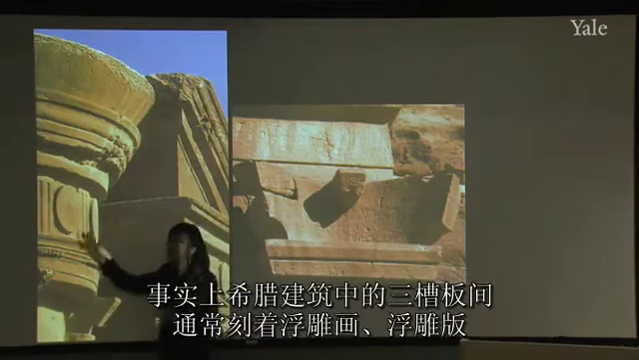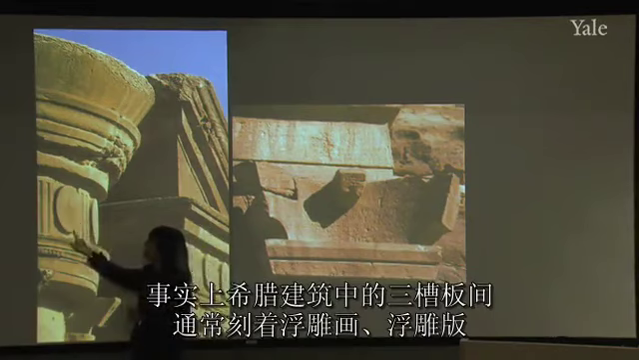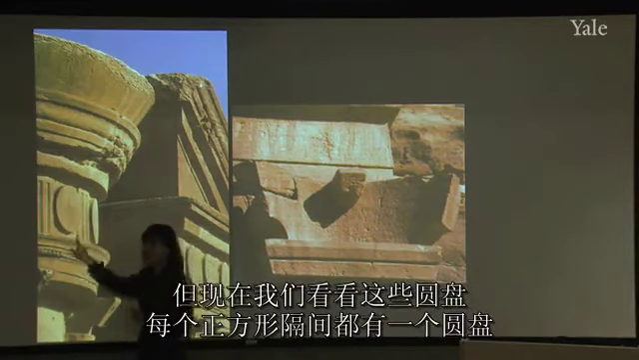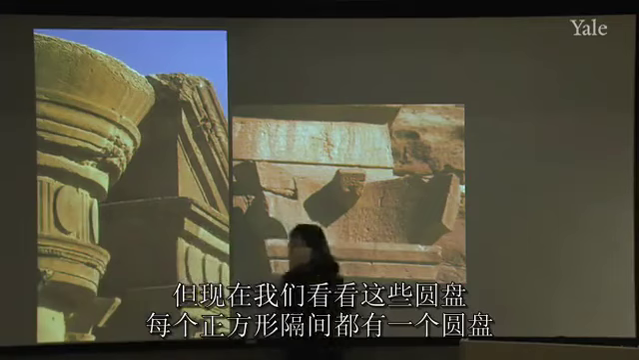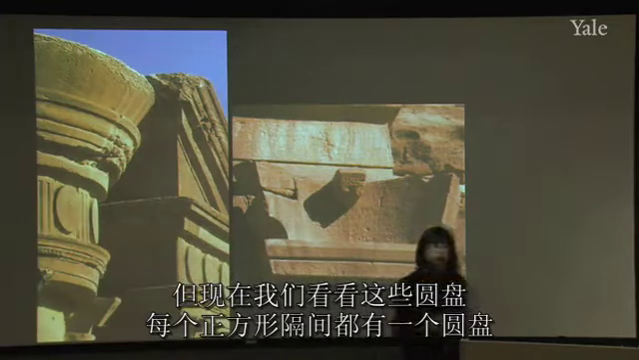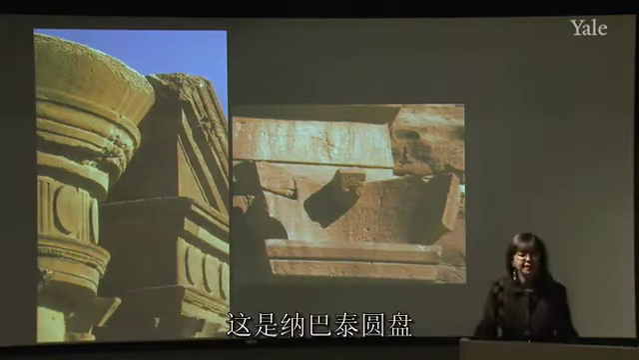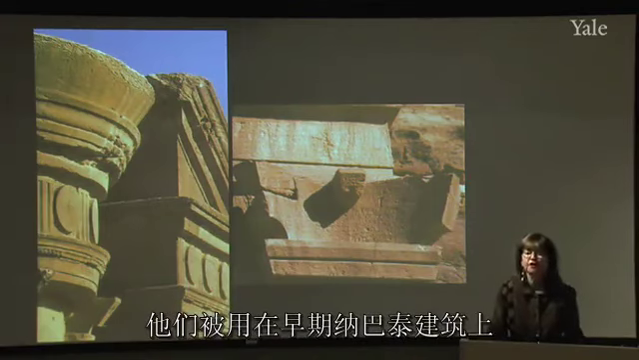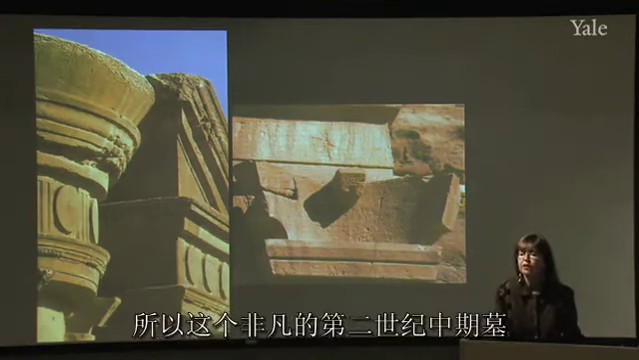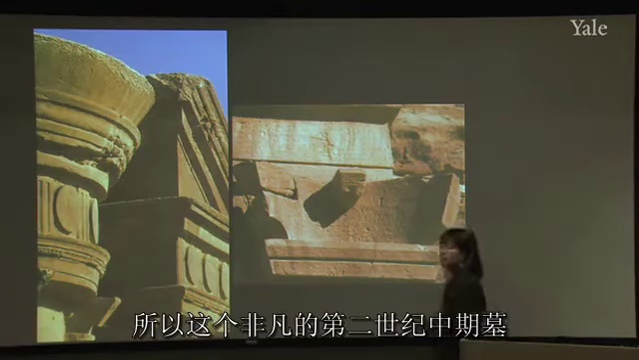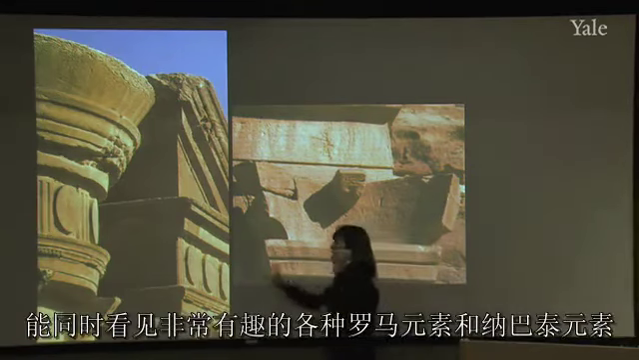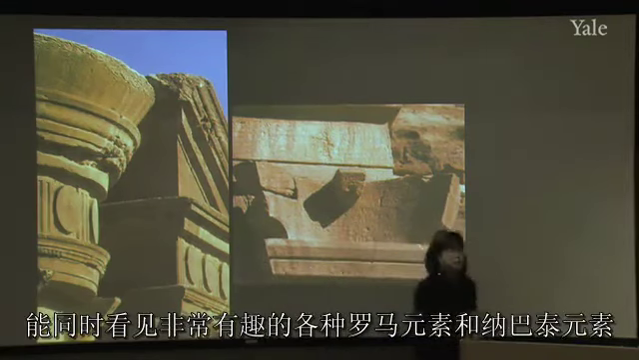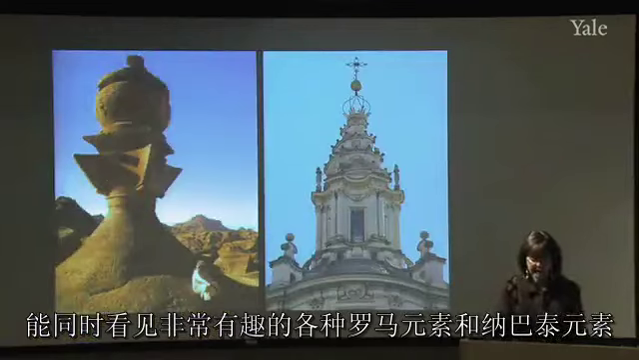The metope, in fact, in Greek architecture, is usually filled with figural scenes, figural panels. But here we see these large discs, and a disc in each one of these square panels. These are Nabatean discs. They are used in earlier Nabatean architecture. So once again, this very interesting and very fruitful coming together of Nabatean elements and of Roman elements in this extraordinary tomb of the mid-2nd century.